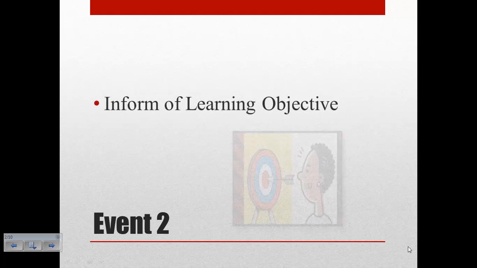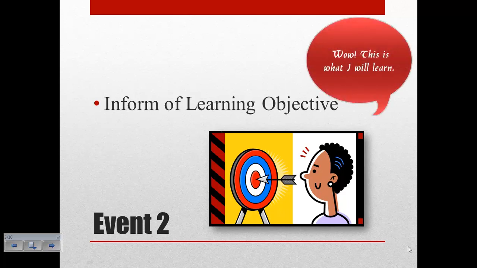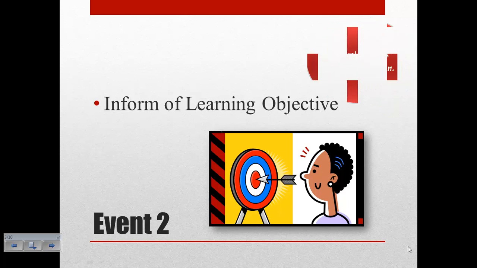Event number 2, inform students of the objectives. Inform students of the objectives or outcomes to help them understand what they are to learn during the course. This can be done by describing required performance, describing criteria for standard performance, or by having learners establish criteria for standard performance.